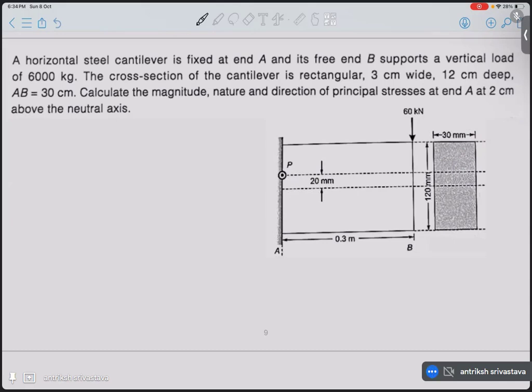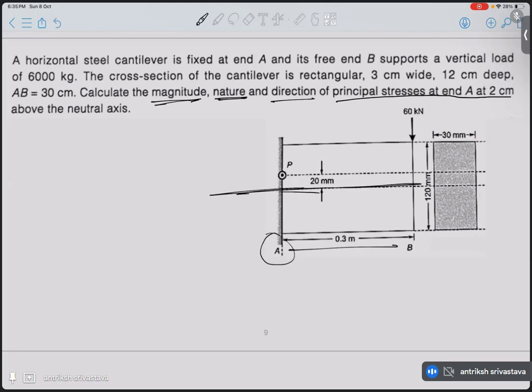Okay. A horizontal steel cantilever is fixed at end A and its free end B supports a vertical load of 6000 kg. The cross section of the cantilever is rectangular, 3 cm wide and 12 cm deep. AB is 30 cm. That is the length. Calculate the magnitude, nature, and direction of principal stresses at the end A, 2 cm above the neutral axis.